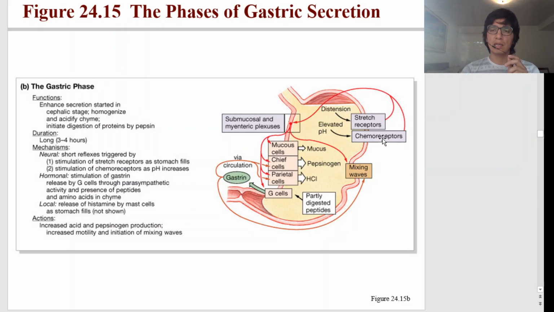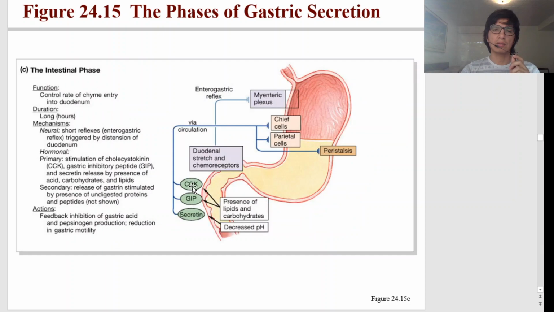The initiators of this response are going to be stretch receptors and chemoreceptors that notice these changes occurring at this level. Gastrin itself is also going to promote the peristaltic movements within the stomach, which leads to an increase in mechanical digestion.